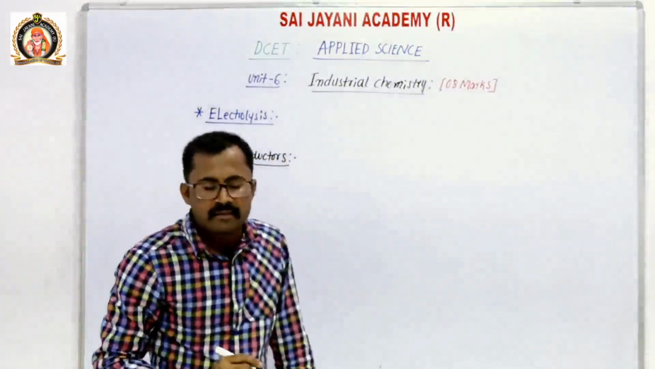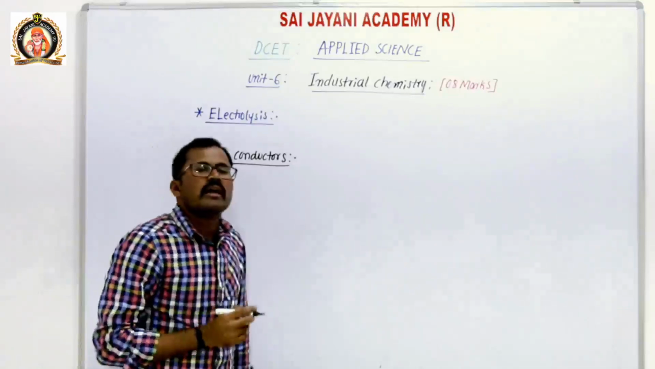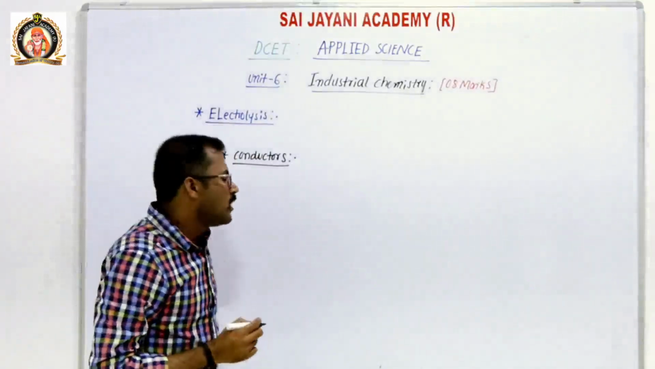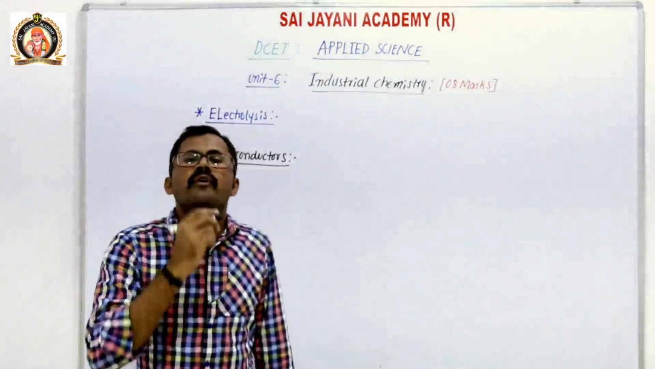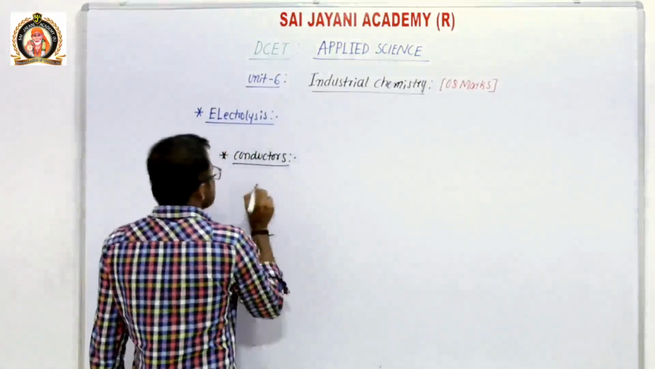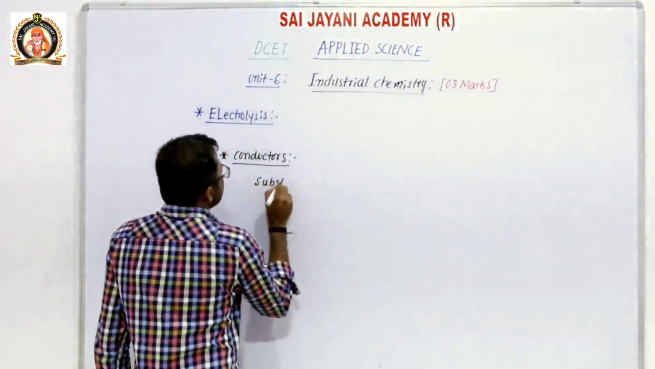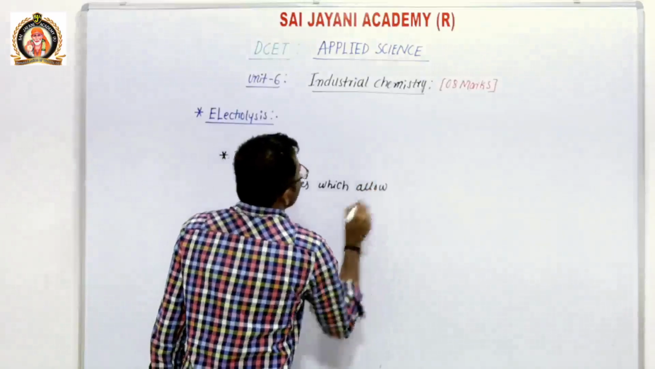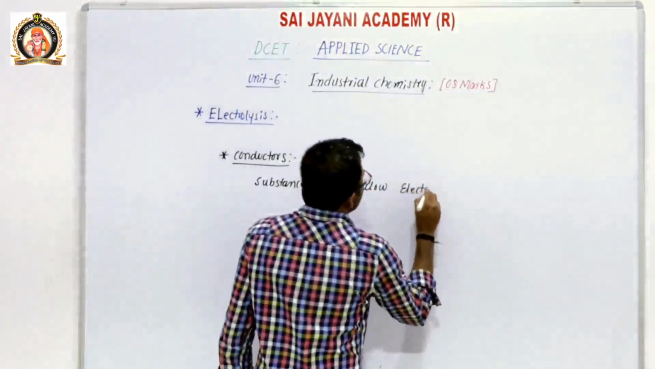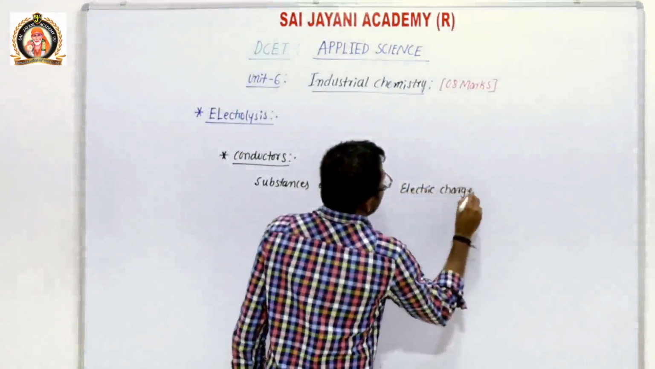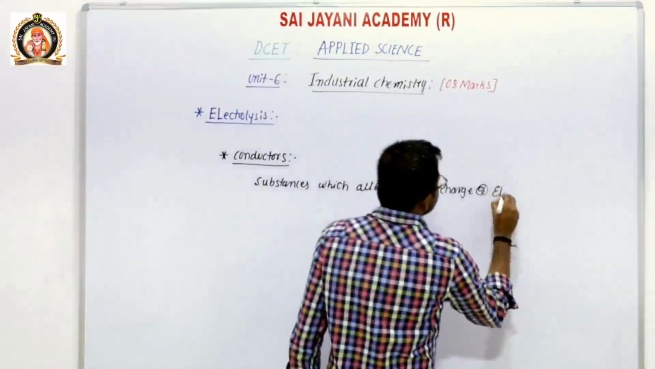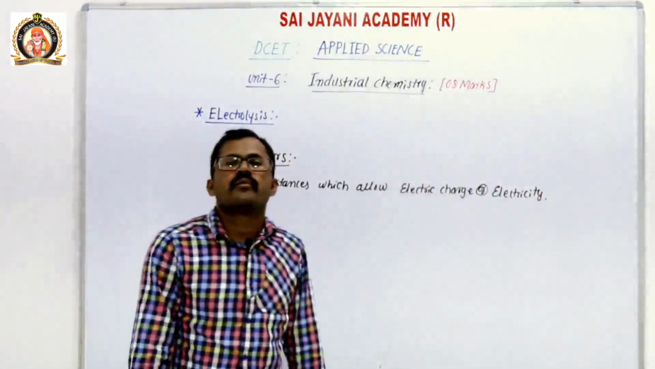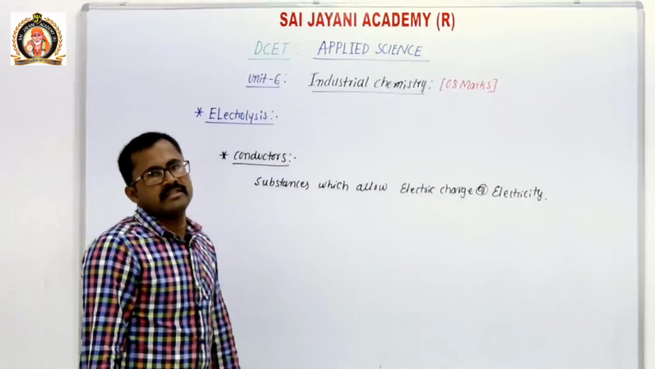So what are conductors? Conductors are the substances which allow the flow of electric charges from one point to another point, or which allow the flow of electricity. So conductors are the substances which allow electric charge or electricity.